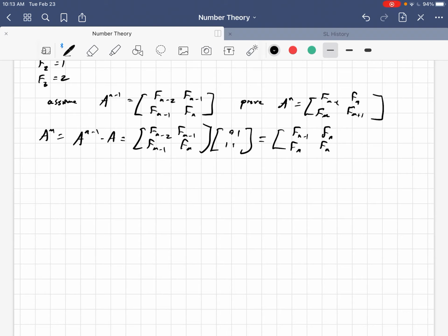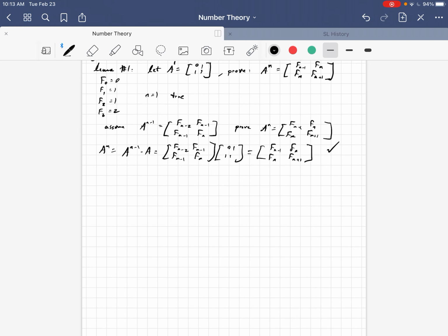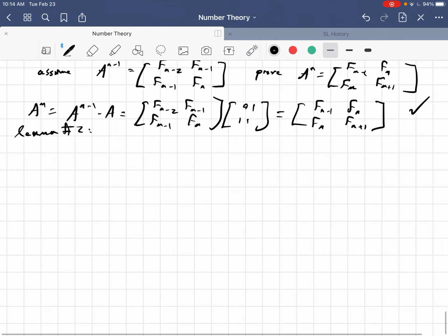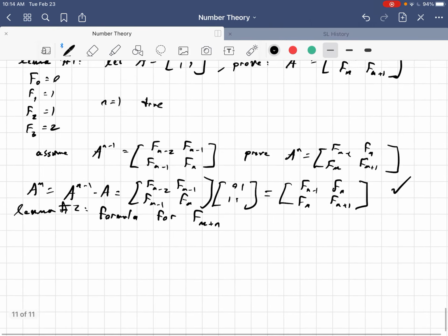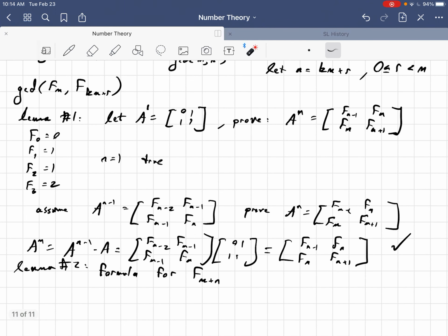And then lastly, we're going to get an f sub n plus 1 here. And so this is true by induction. Now, the next thing I need to establish, lemma number 2, is basically a formula for f sub m plus n. See, I have that already, except m plus n is km plus r.